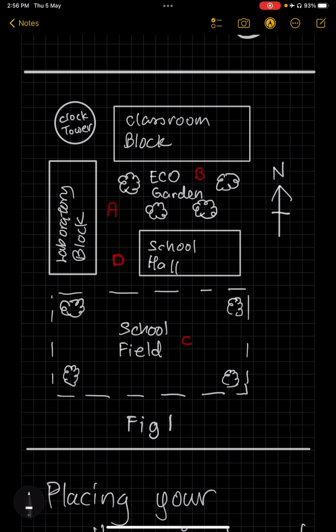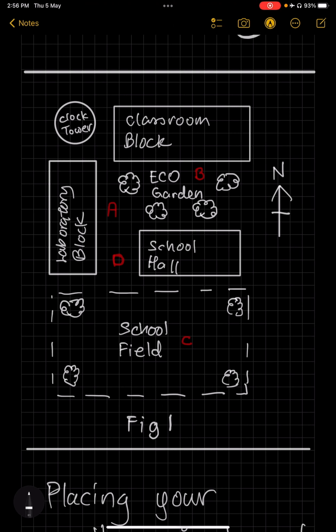So if you look at the screen, what we have here is what looks like a school, where you have three main buildings: the laboratory block, the classroom block, and of course the third one, the school hall. And they circle an area called the Eco Garden with what looks like cauliflower trees. So on the northwest corner of this image, you do also see a clock tower represented by a circle. And in the south of figure one, you will see a school field with four cauliflower trees once again at the corner of the school field. So there are 4 points: A, B, C, and D.